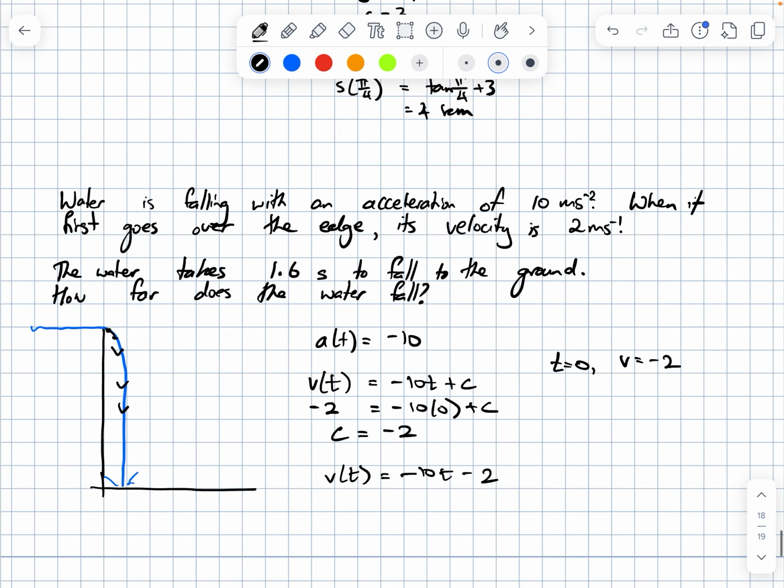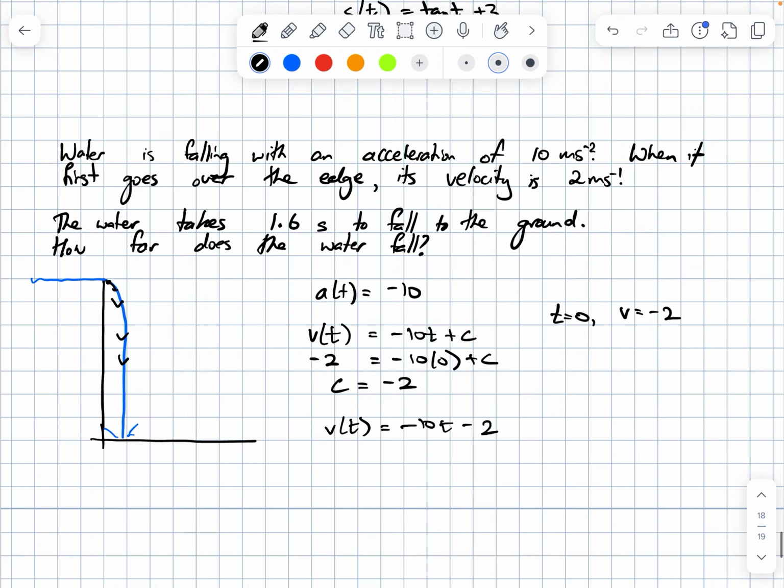Now, in terms of your signs for your accelerations and your velocities, it's not strictly crucial to be using negatives here, as long as you're consistent. So as long as in one direction you stay consistent, if I'm using negative, I use negative. If I use positive, I use positive. Then your answer will be fine.